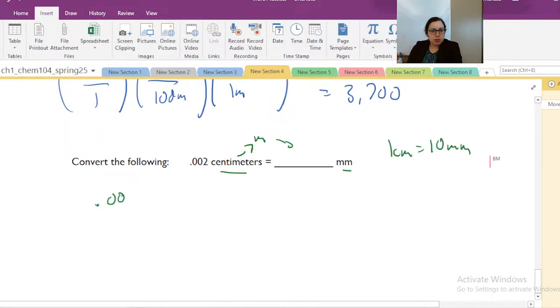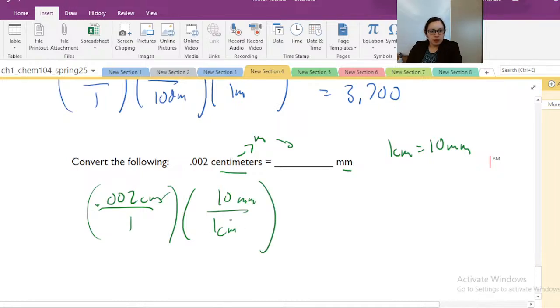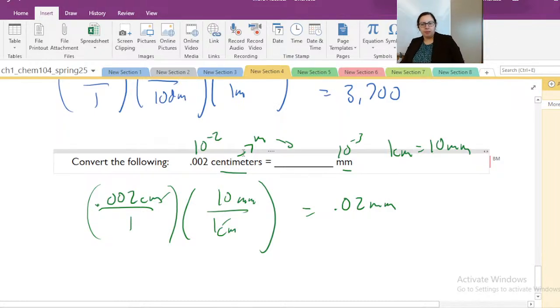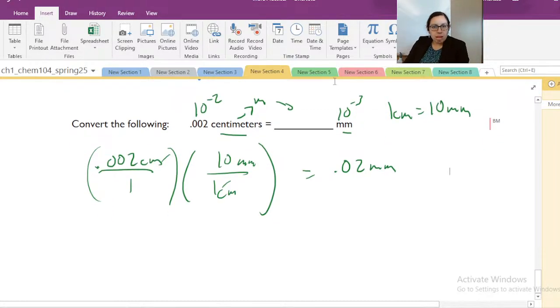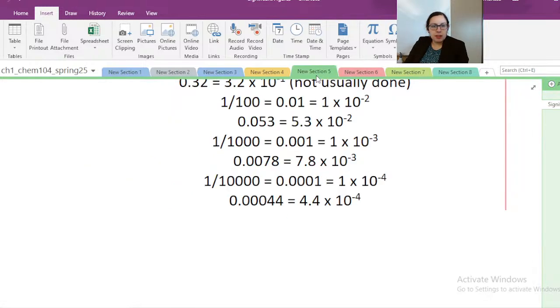And so then we can just do this one together. 2 centimeters to millimeters. And so then we should get 0.02 millimeters. Or that's another one, again, you could recognize centimeters is 10 to the -2, millimeters -3. So there's our factor of 10 difference again between them. All right, that's pretty good.